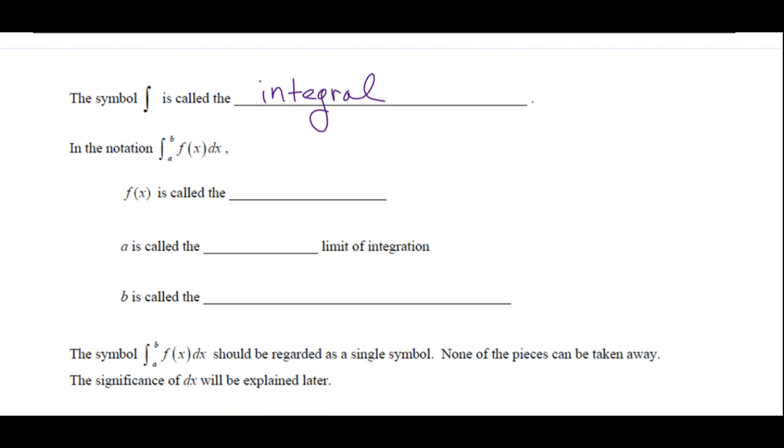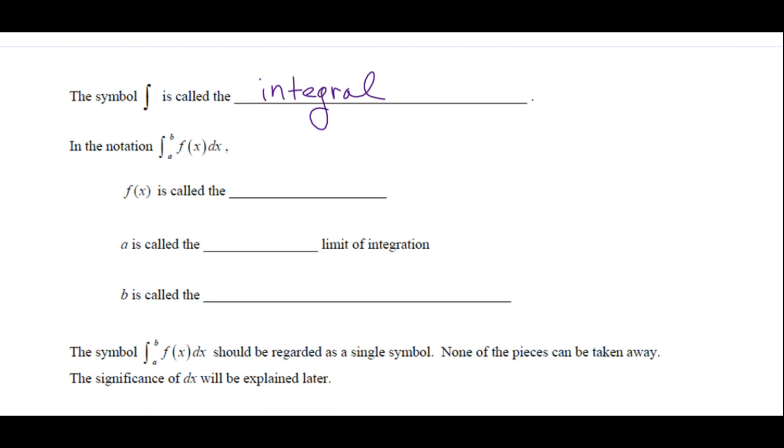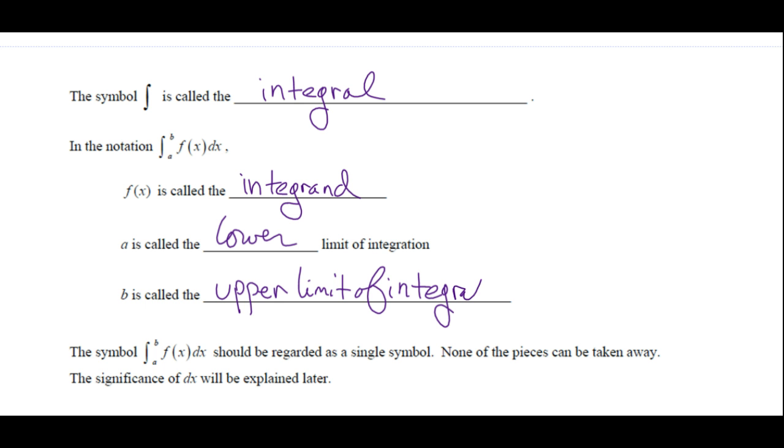In the notation, the integral from a to b of f of x dx, f of x is called the integrand. A is called the lower limit, and then b must therefore be called the upper limit. Okay, so we've got a lower limit and an upper limit.